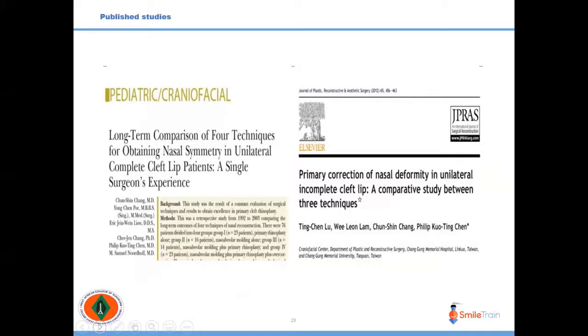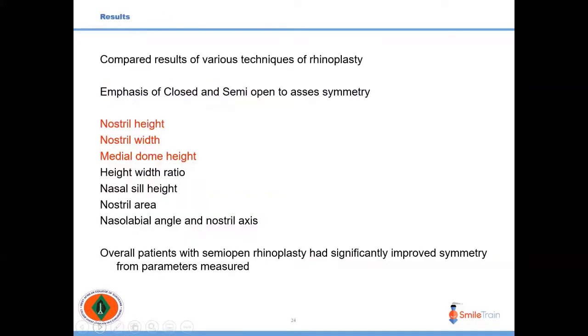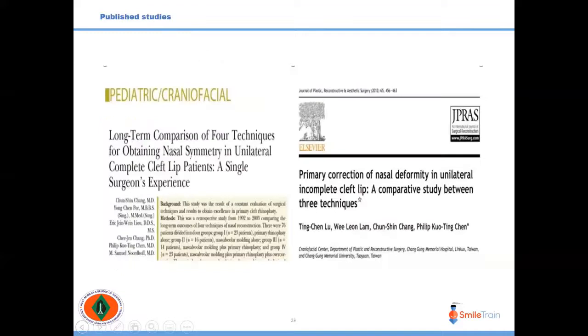A number of studies have been done to compare this with other techniques, and notably with the closed rhinoplasty technique. The goal of cleft rhinoplasty is to achieve a more symmetric nose that looks as close to the normal as possible.